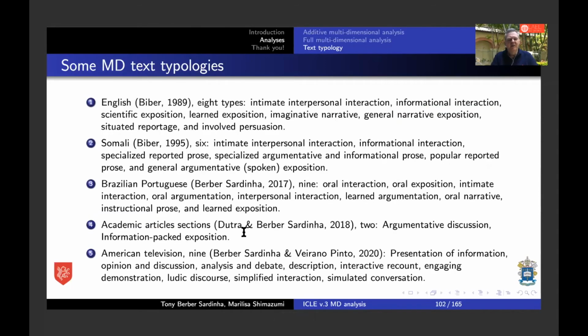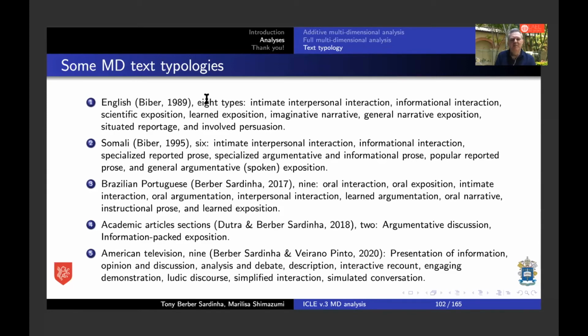Okay, so there have been some text typologies from an MD perspective, but not very many. People do not take the extra step toward text typologies. For some reason, people are scared to carry out text typologies. I think they're fun. I've been involved in doing a few of those.